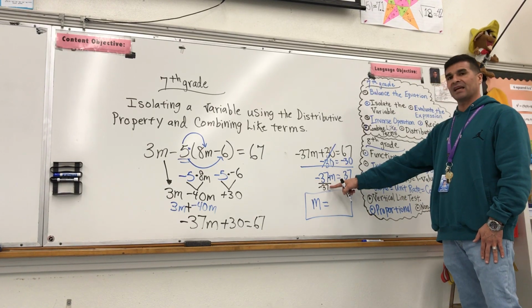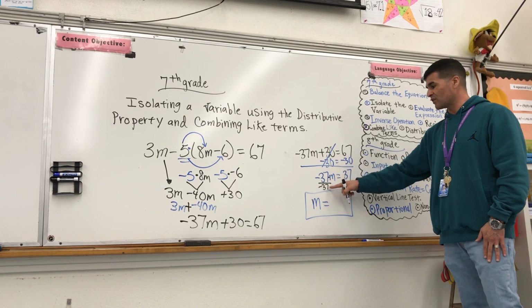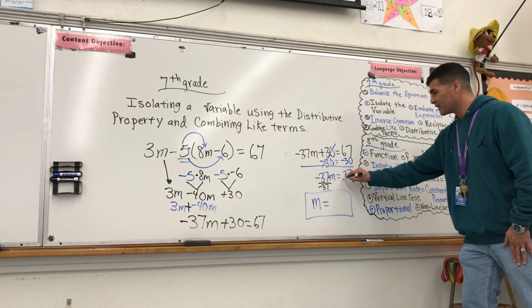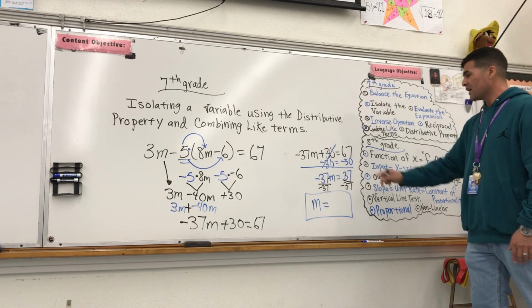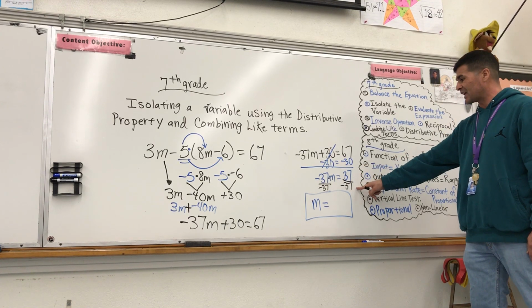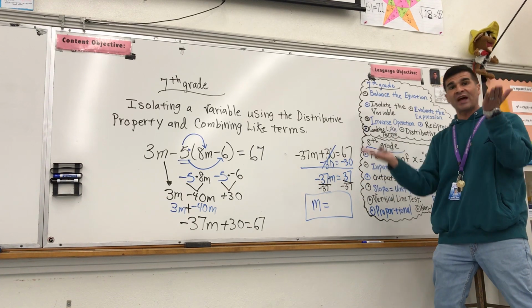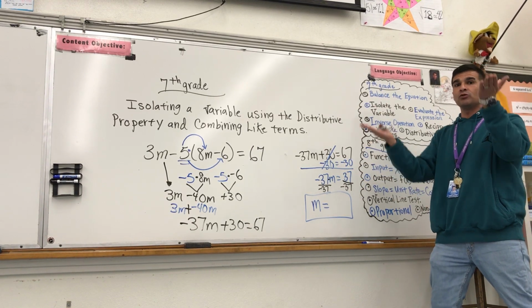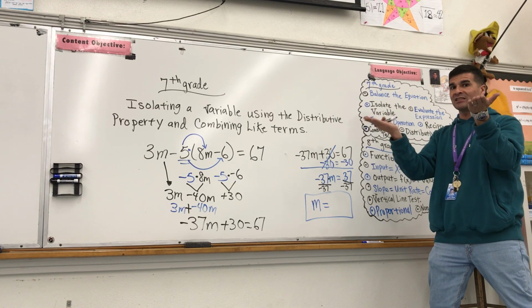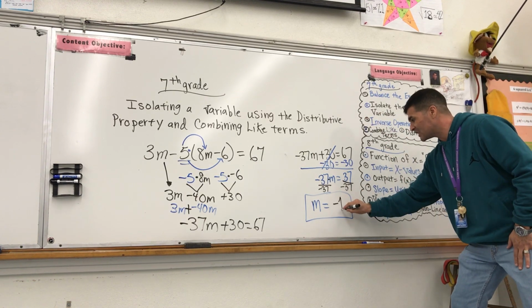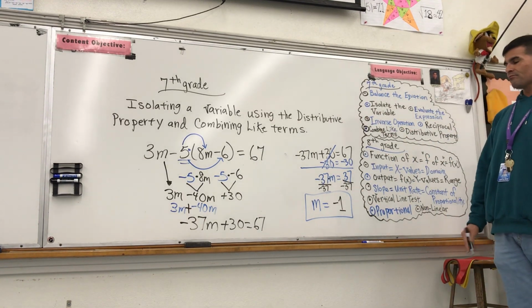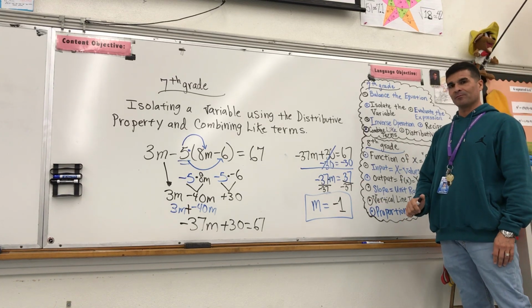Well, if I divide it by -37, -37 divided by -37 is 1m. And if you balance the equation and divide positive 37 by -37, because you have to do the exact same thing on the other side. That's why it's called balancing. You do the exact same thing to keep things equal. You get m is equal to -1. And this is the solution.